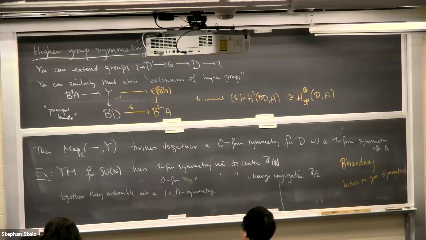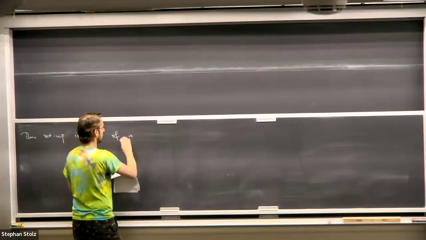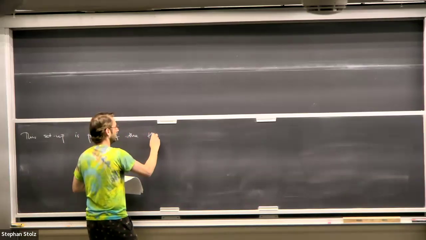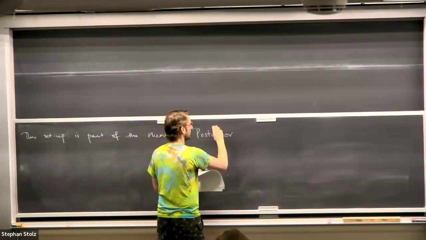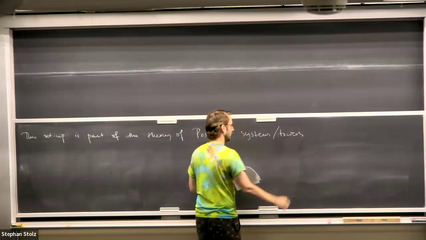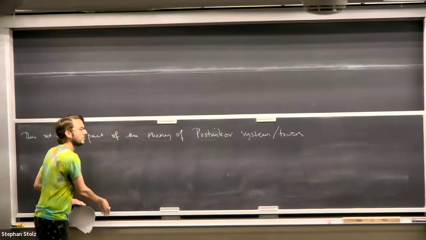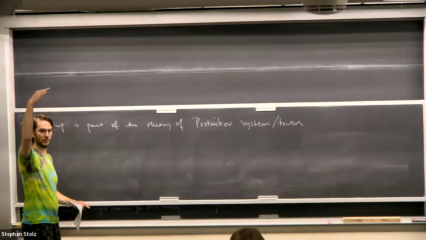So let me just finish with this last comment. This kind of extension picture is part of the theory of Postnikov systems or towers. This is an idea in algebraic topology: the idea of building up a space by slowly turning on its homotopy groups.